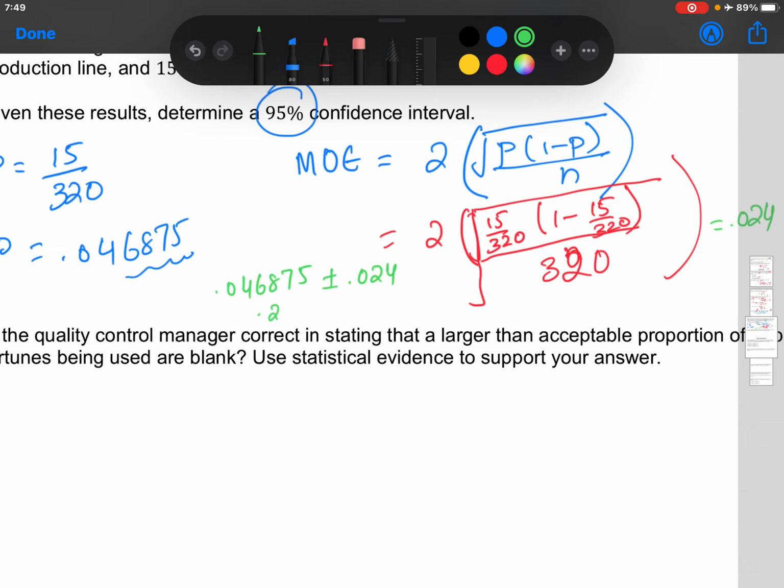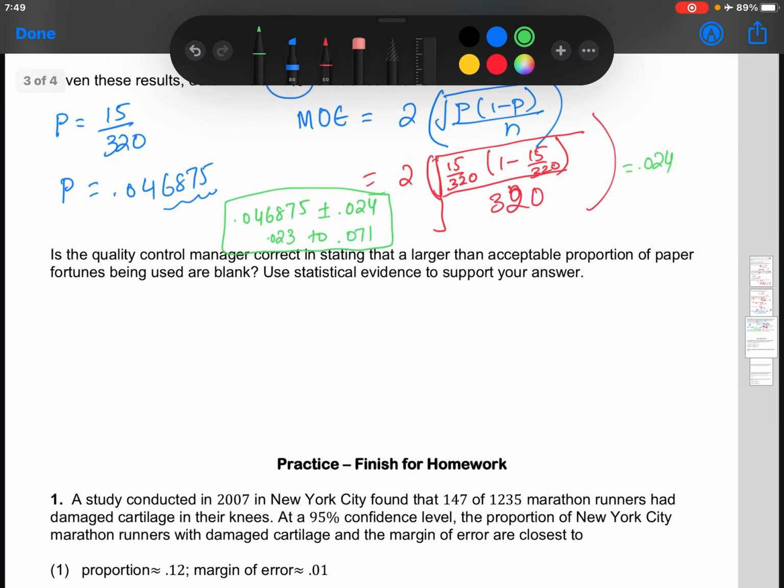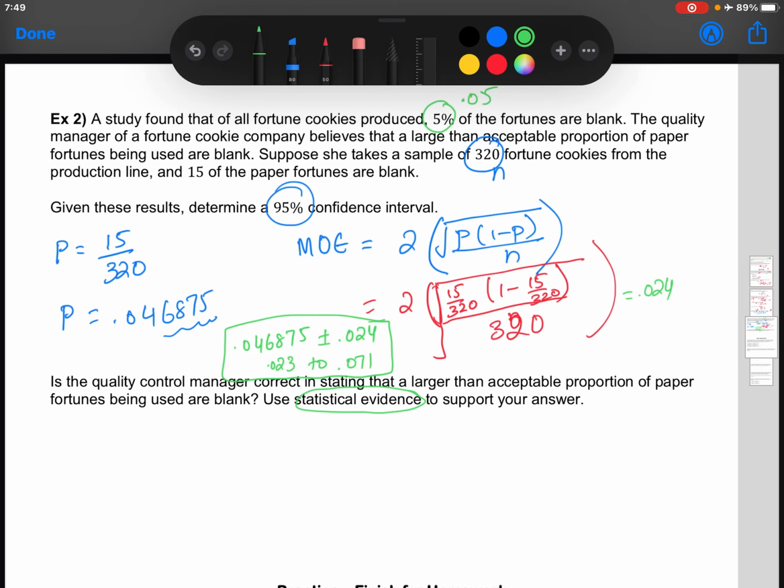My interval is from 0.023 to 0.071. You're subtracting and adding these two numbers. I'm just going to box it because it got all crowded in here. So these are my intervals. Is the quality control manager correct in stating that a larger than acceptable proportion of paper fortunes used are blank? Use statistical evidence. When it says statistical evidence, you should check whether it lies in the 95% range. How much did we say? 5%, which is 0.05. Does 0.05 lie in your interval? It does lie in the interval. So the quality control manager is wrong.